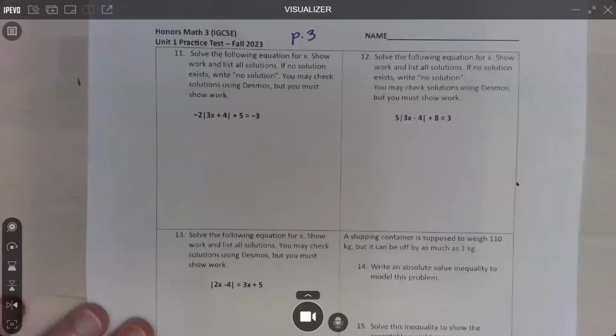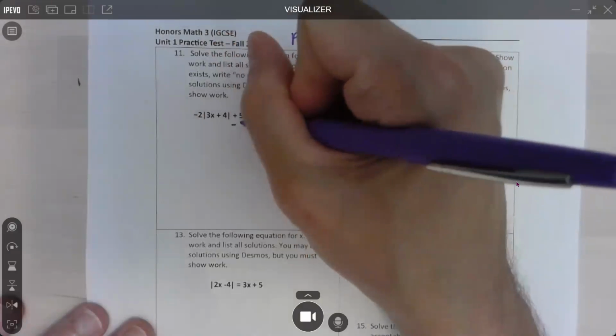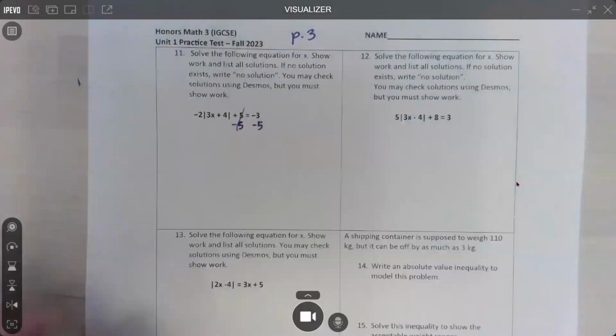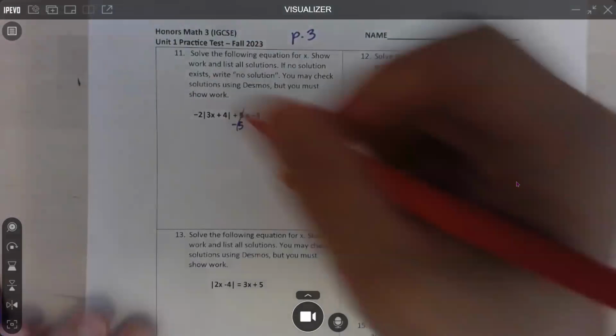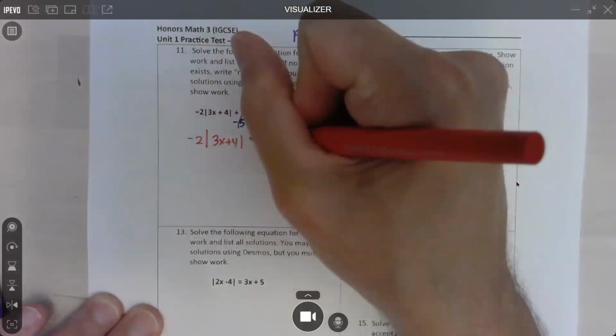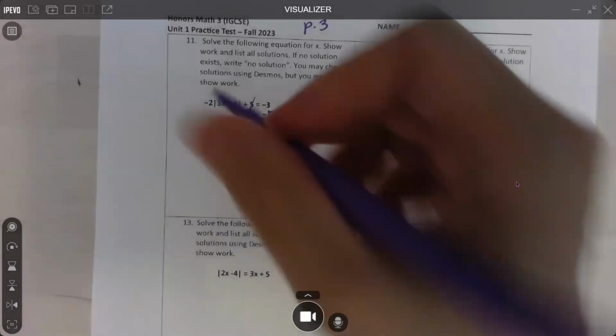So if I'm solving this, this might be a little bit different than you learned in your workbook, but I'm gonna solve it the way I normally teach it. And in that case, I'm gonna isolate the absolute value. So I'm gonna subtract the 5 from both sides. That's going to cancel those out, and that's going to give me -2 absolute value 3x plus 4 is equal to -8. The next thing I do is I divide by this coefficient.